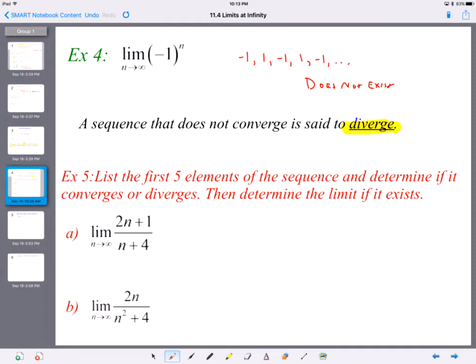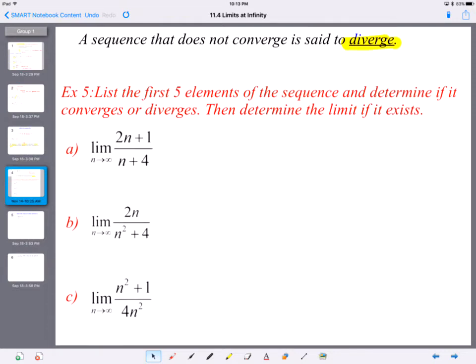So when we look at these sequences, from what we talked about the other day, I want to have you do a couple different things here. First, I want you to list the first 5 elements of the sequence. Once we do that, we're going to figure out whether it converges or diverges, and then we're going to find the limit if it does exist. So those three things are what we're going to be looking at. So to find the first 5 elements, we want to find when n is equal to 1 all the way up to n is equal to 5. So you're going to plug these into your calculator and figure out what they are.